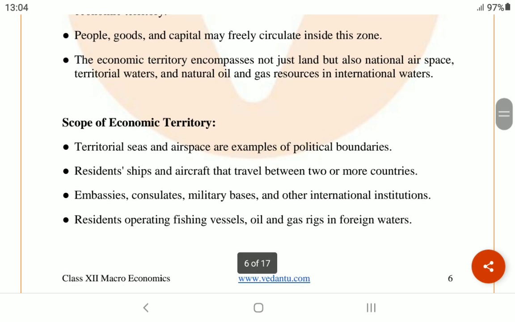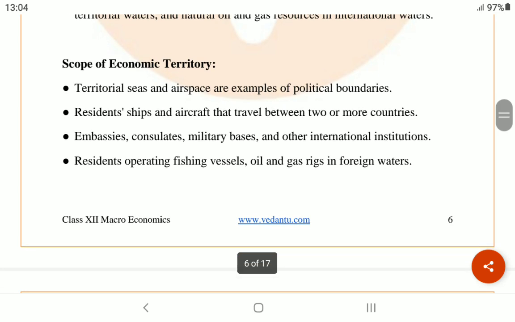Next, what is the scope of economic territory. This also they can ask for 2 marks. Territorial seas and airspace are examples of political boundaries. Residents' ships and aircraft that travel between 2 or more countries, embassies, consulates, military bases and other international institutions, and residents operating fishing vessels, oil and gas rigs in foreign waters. These are the scope of economic territory. They can ask it for 2 marks.